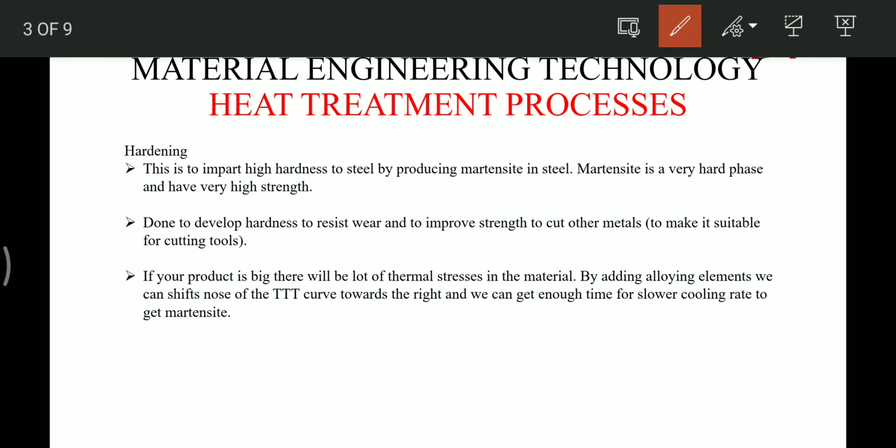So hardening basically imparts high hardness to steel by producing martensite in the steel. This develops hardness, wear resistance and improved strength to cut other metals. That is, this is used for making cutting tools.